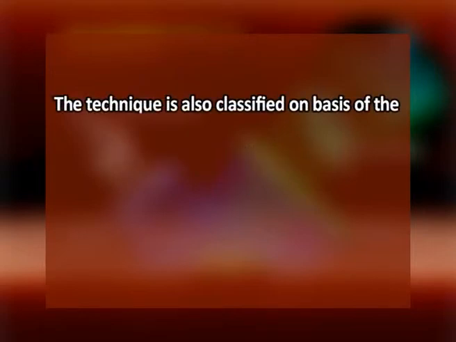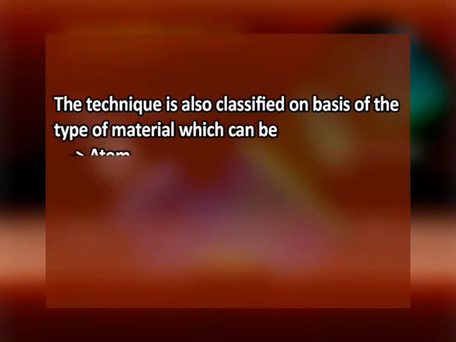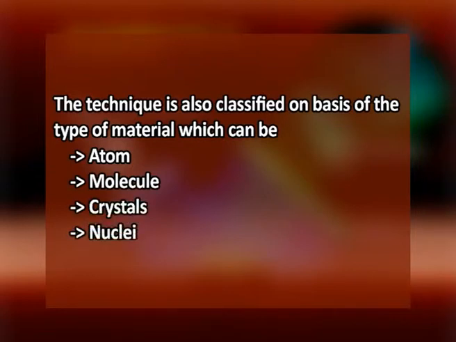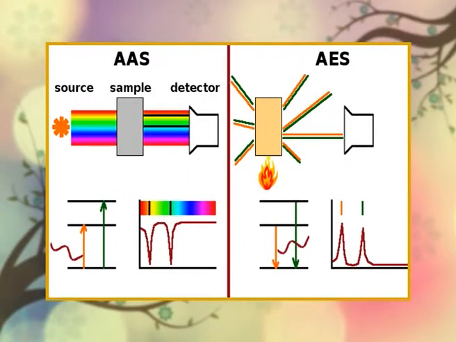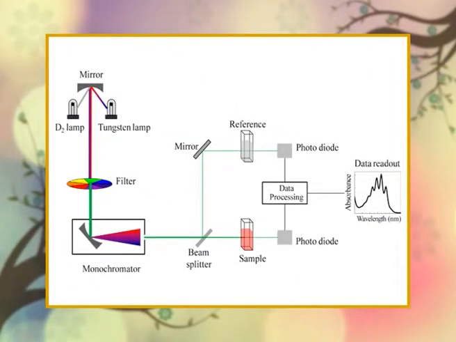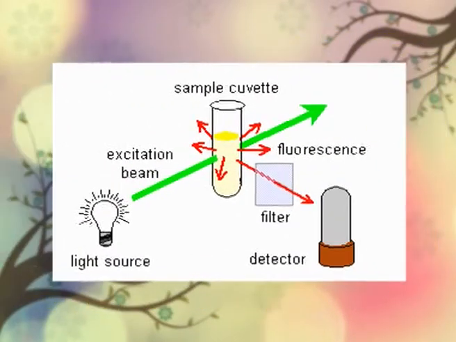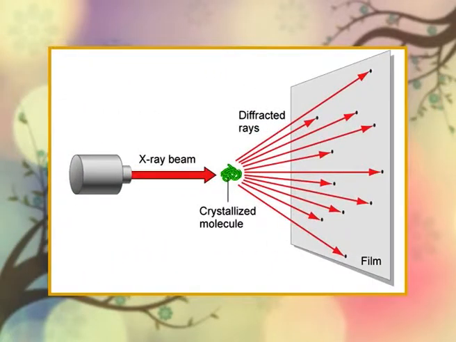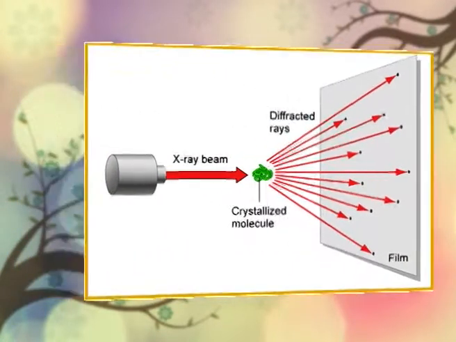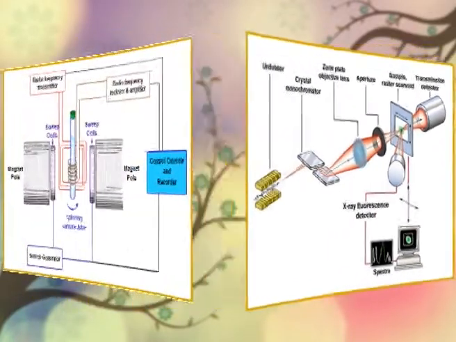The technique is also classified on basis of the type of material, which can be an atom, a molecule, a crystal, or nuclei, giving birth to techniques like atomic absorption spectroscopy, atomic emission spectroscopy, UV visible spectroscopy, infrared spectroscopy, Raman spectroscopy, fluorescence spectroscopy, as well as X-ray crystallography, X-ray fluorescence, and NMR spectroscopy. Our topic is related to the study of fluorescence spectroscopy.